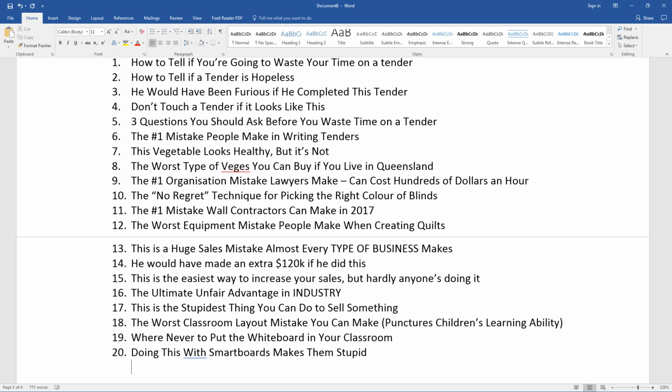So as you can see, there's a number of different angles we can come at this from, to get that punch to come through.